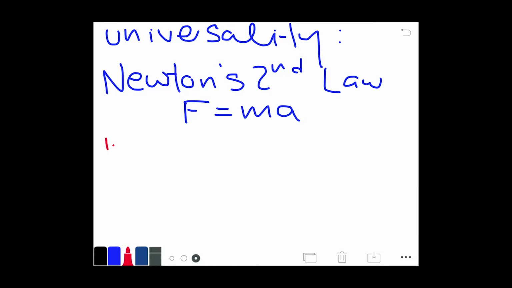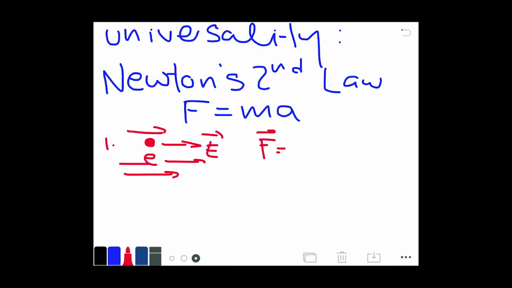Let's imagine that we have some little electric charge. We're going to give it a charge e, and we're going to place it in some electric field, which I'm going to refer to as capital E. The force on this charge due to the electric field is proportional to the electric field itself, and the proportionality constant is simply the electric charge little e. In other words, F is equal to little e times big E. This is the force due to the electric field on this charge.